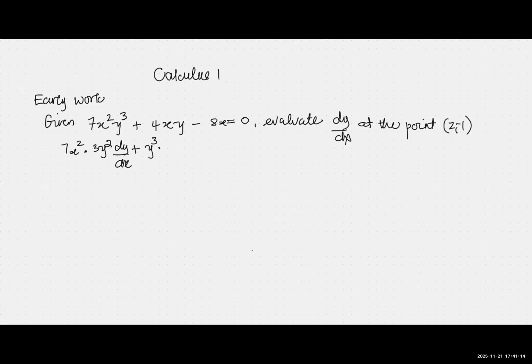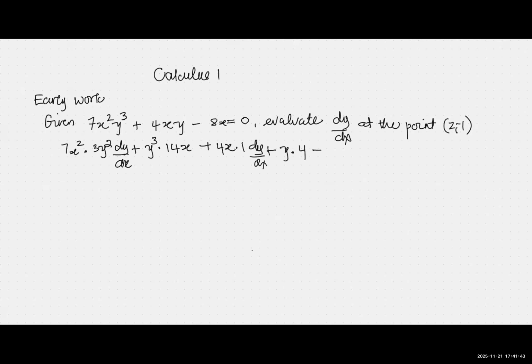That's done. I'm moving to the second term, which is also a product. So it's the first, times the differentiation of the second. The second is y. When I differentiate y, I get 1, but I also get dy by dx. Plus the second, which is y, times the differentiation of the first, which is 4. Minus the differential of 8x, which is simply 8, equals 0.